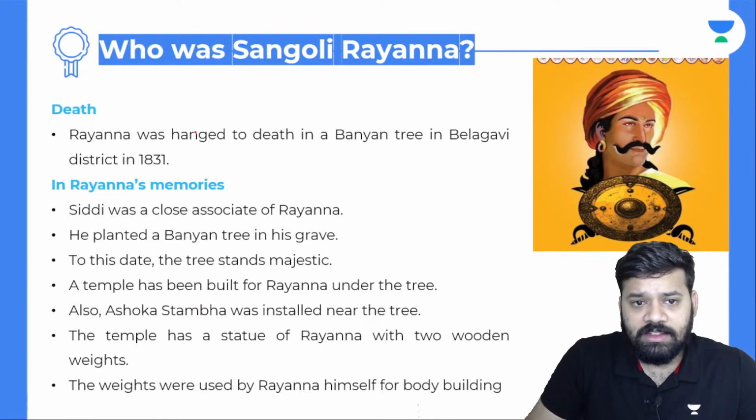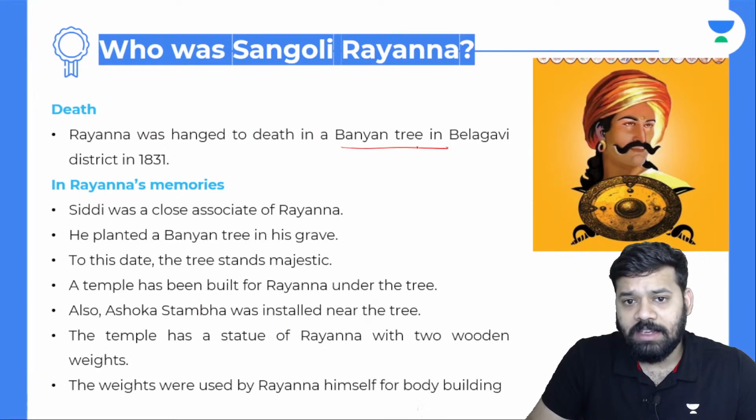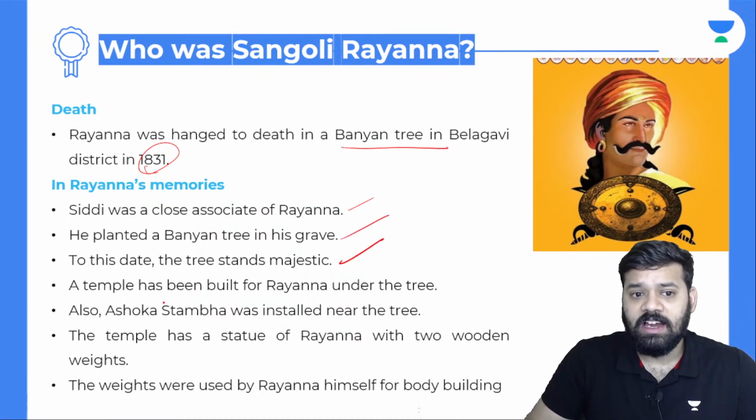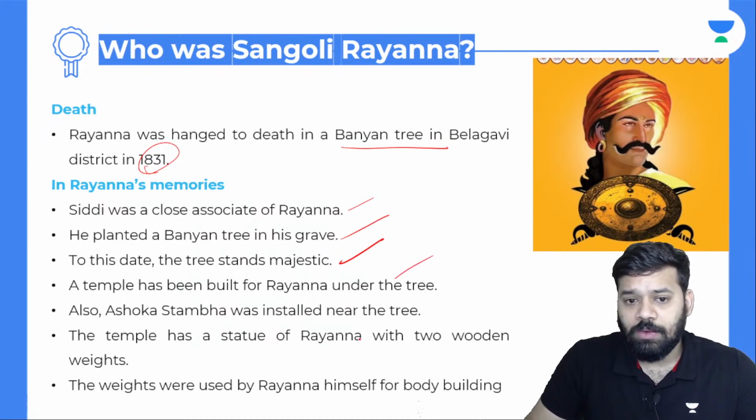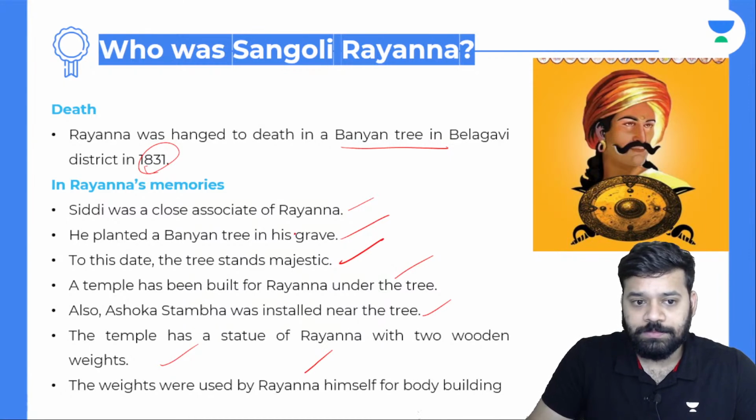Going forward about death, Rayana was hanged to death on a banyan tree in Belgavi in 1831. In Rayana's memory, Siddhi, a close associate of Rayana, planted a banyan tree at his grave. To this date, the tree stands majestic. A temple has been built for Rayana under the tree. Also, an Ashoka Stamba was installed near the tree. The temple has a statue of Rayana with two wooden weights. The weights were used by Rayana himself for bodybuilding.